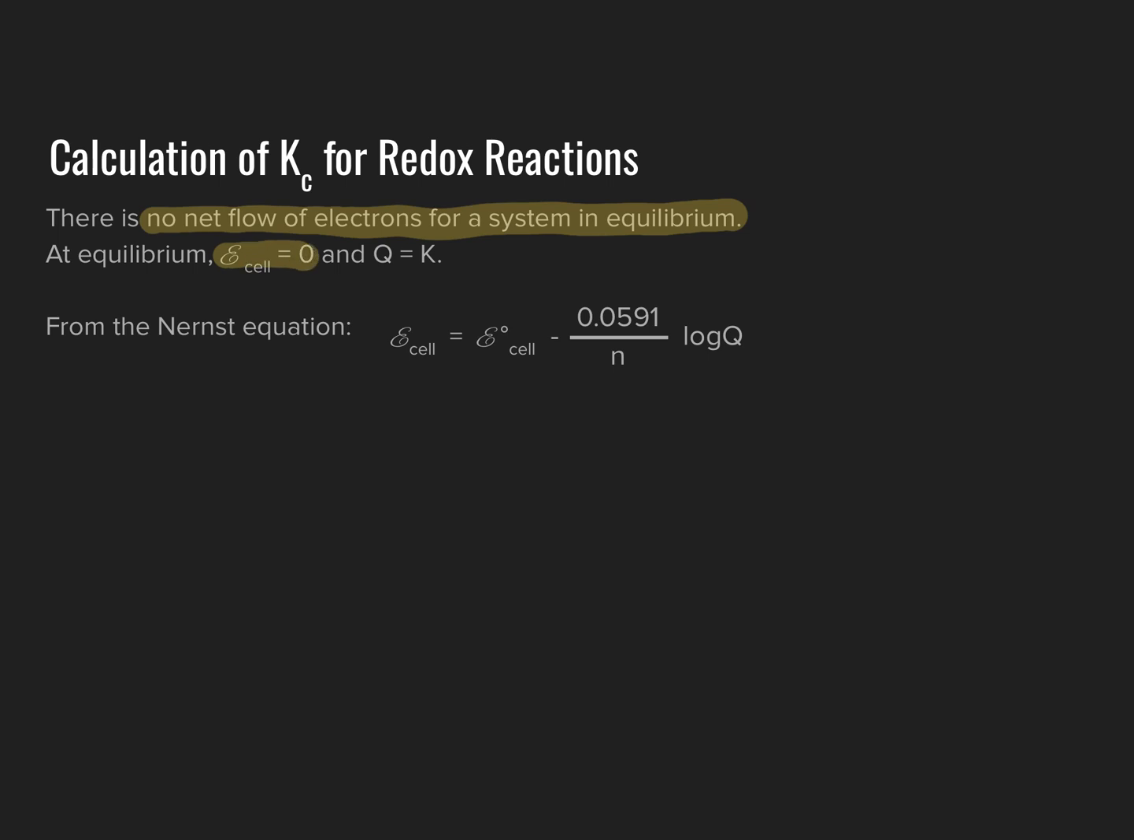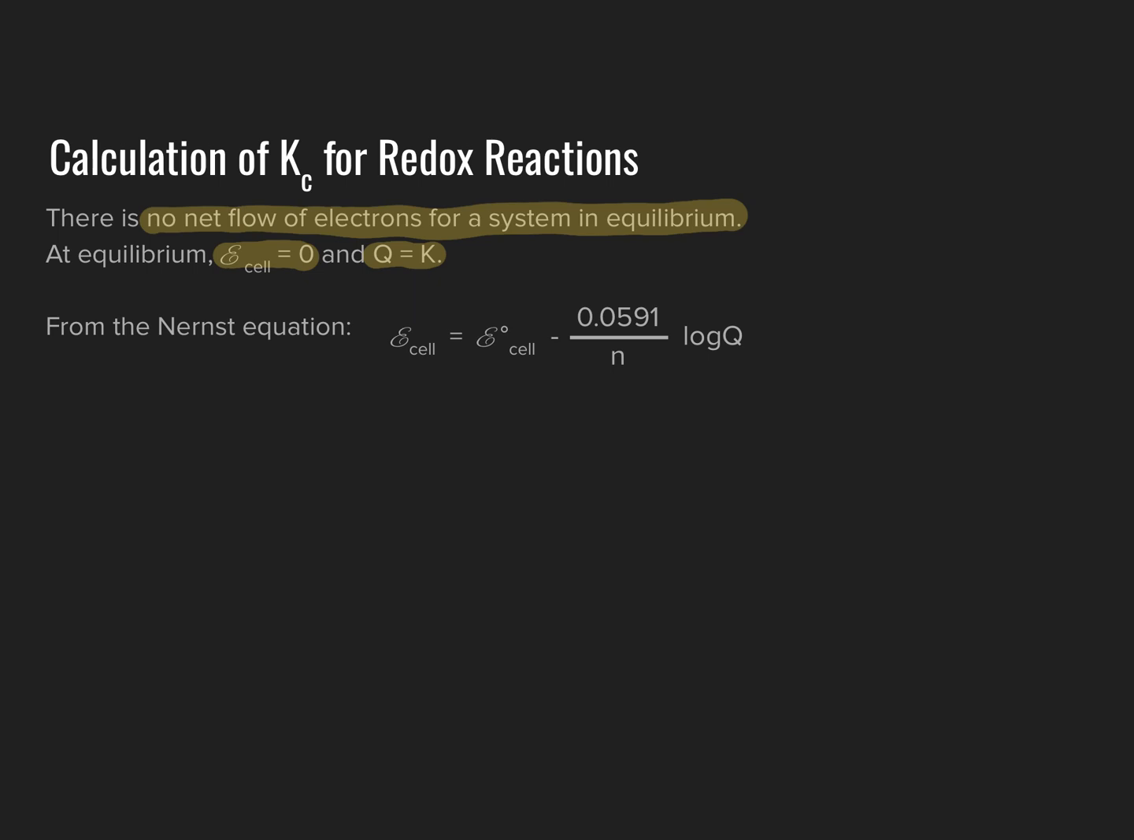And also recall from our conversations around equilibrium chemistry that at equilibrium, the value of the reaction quotient Q is equivalent to the value of the equilibrium constant, K_EQ. With these two ideas in mind here, let's now go back and revisit our Nernst equation. Recall the Nernst equation was given as the operating cell potential is equal to the standard cell potential, that is E naught, minus 0.0591 over n times the log of Q.